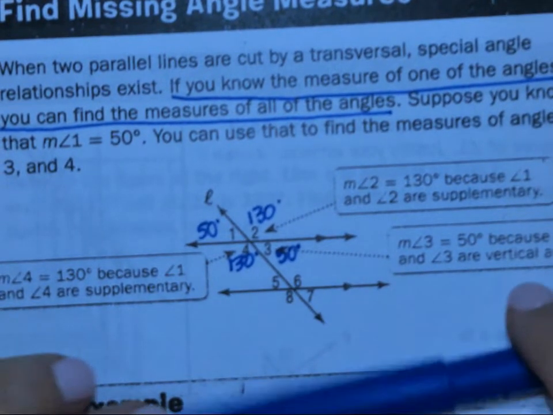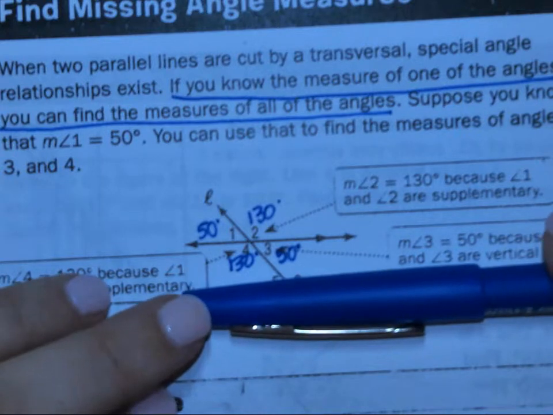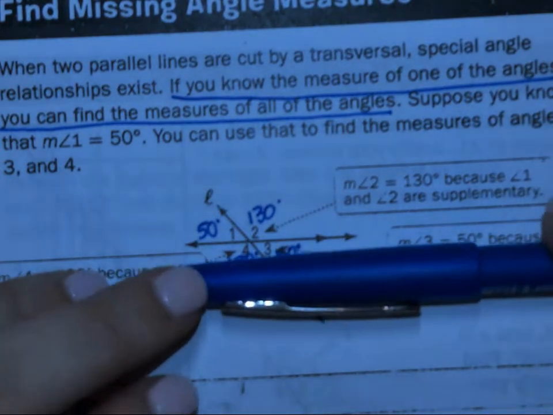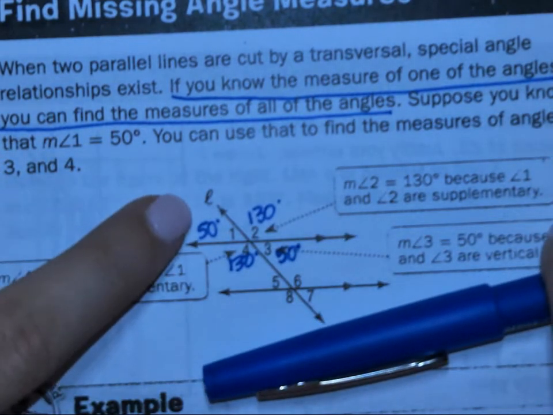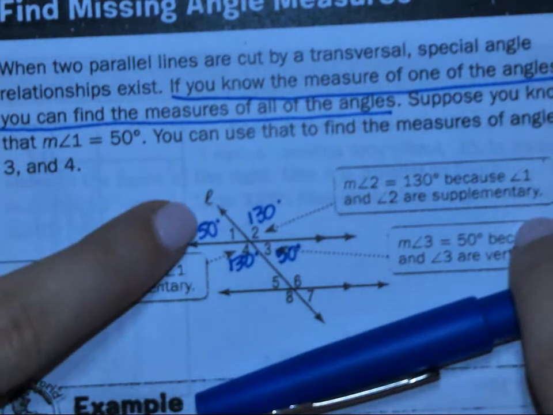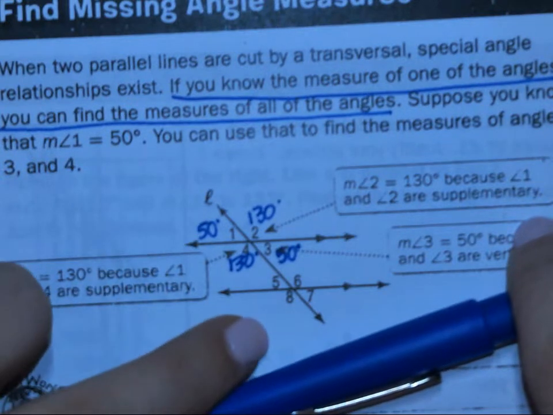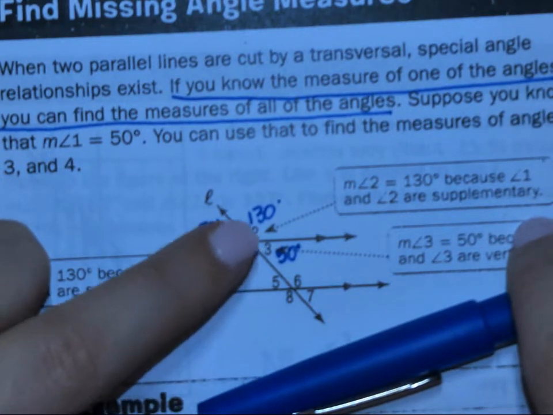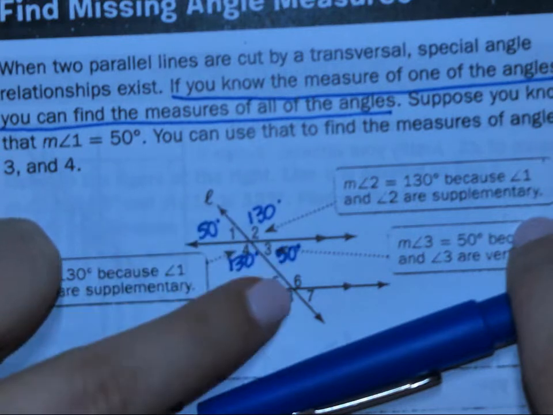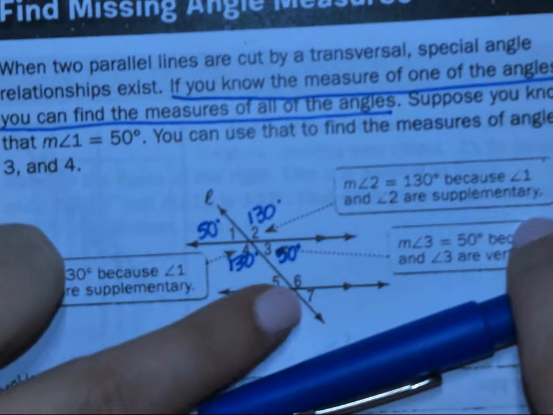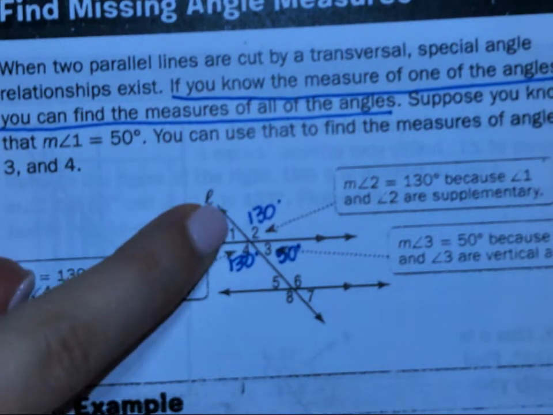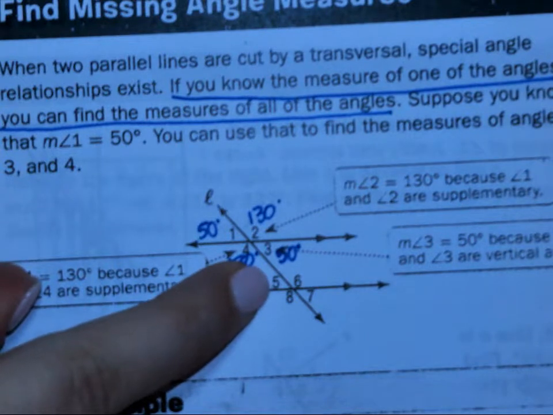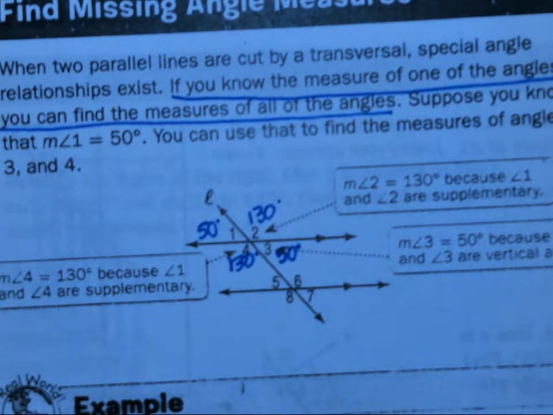Remember when I took my picture and I cut it straight in half in between the parallel lines, I had two same exact pictures, right? So you can basically copy everything down here. Angle 5 is going to be 50 degrees. Angle 8 is going to be 130. Angle 6 is going to be 130, and angle 7 is going to be 50. You can also use what we just learned about corresponding angles. The corresponding angle to 1 is 5, and they have the same measure. Any questions on that?